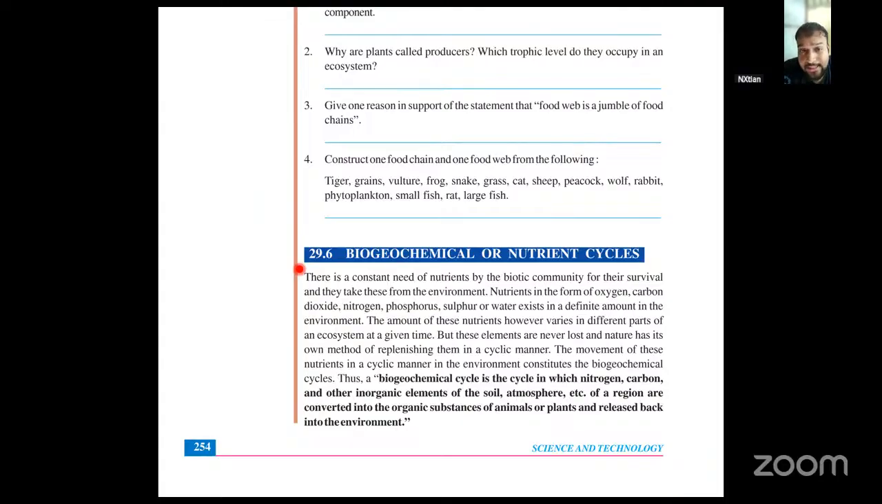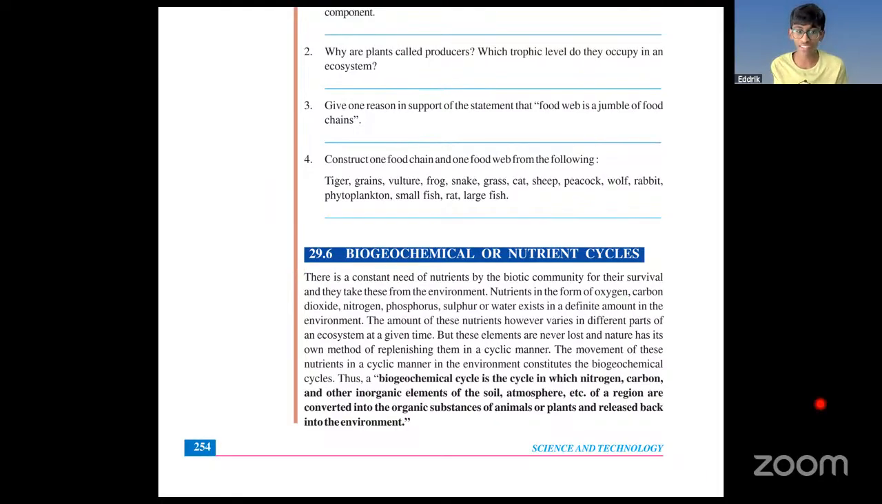Now the plant will use it, break it down, and then release the nitrogen again into the atmosphere. So this is how the cycle is forming. The bacteria is fixing, the plant is using, releasing nitrogen, again going to the atmosphere, again the bacteria is fixing. Like this, the cycle is forming. This is called the biogeochemical cycle. Did you understand, guys?